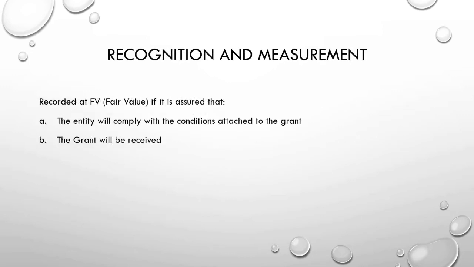Recognition and measurement. A government grant is recorded at fair value if it is assured that A. The entity will comply with the conditions attached to the grant, and B. The grant will be received.